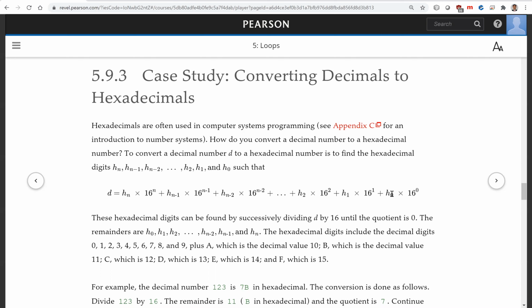So we will obtain H0, H1, H2 by doing this: D divided by 16 and get the remainder. So we do it continuously, successively, and all the way until all these numbers are obtained.